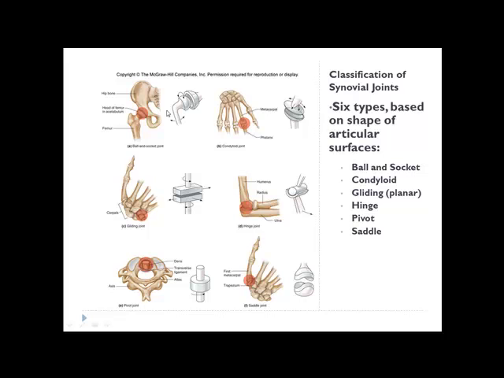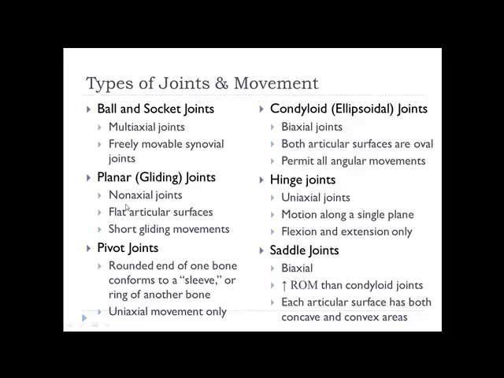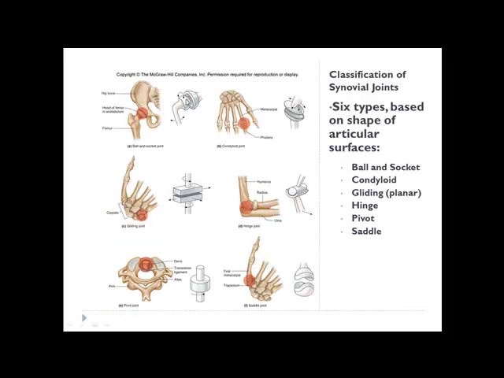So here are going to be our 6 different joint types. This is a nice picture of them here. The order that I have these in is the same positioning they are on this slide. So let's say ball and socket joint. It's multi-axial and it's freely movable. So multi-axial, it can move in a lot of directions.